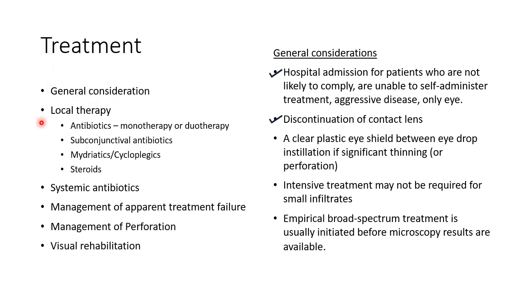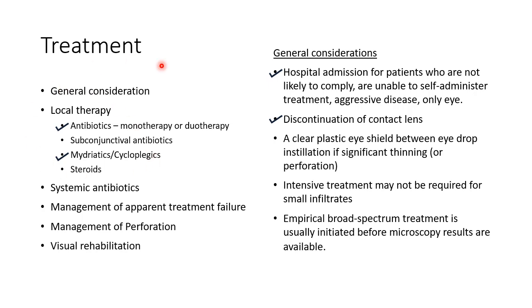What is the mainstay of treatment? Local therapy. In local therapy, the mainstay of treatment is antibiotics and mydriatics/cycloplegics. They are invariably used in almost all cases of keratitis. Besides these, we have systemic antibiotics. Also, we should manage apparent treatment failure. We should know how to manage perforation and how to visually rehabilitate the patient. We'll be discussing the last 3 points in the end.